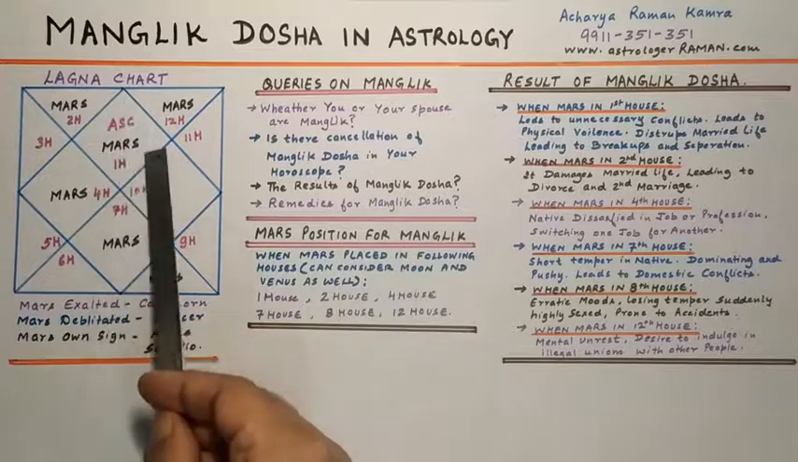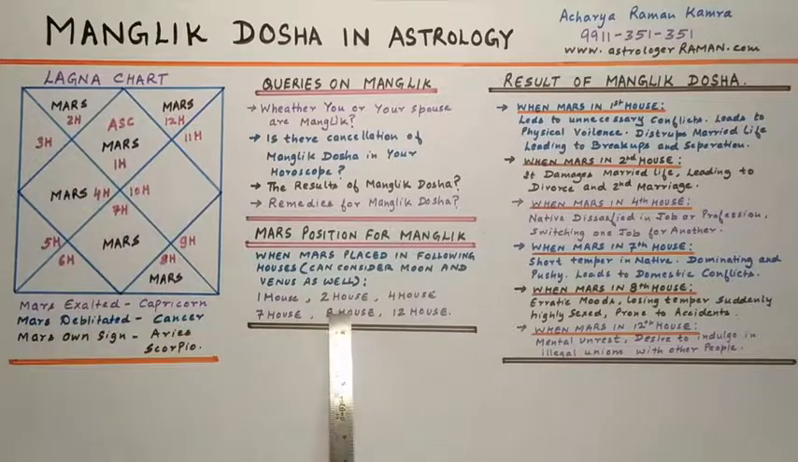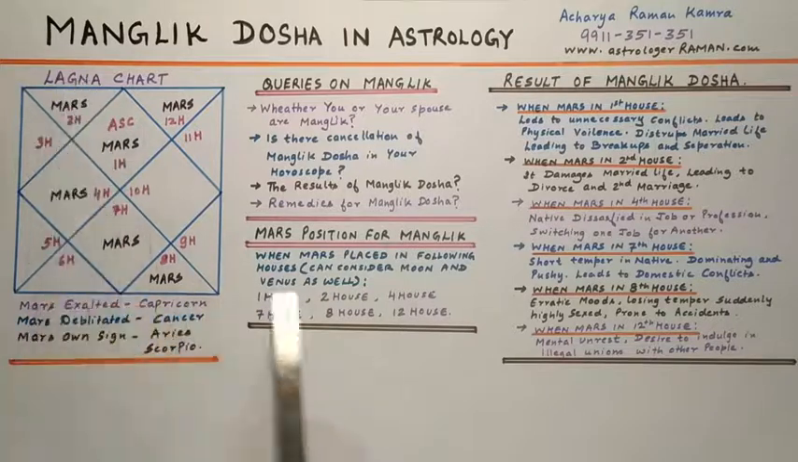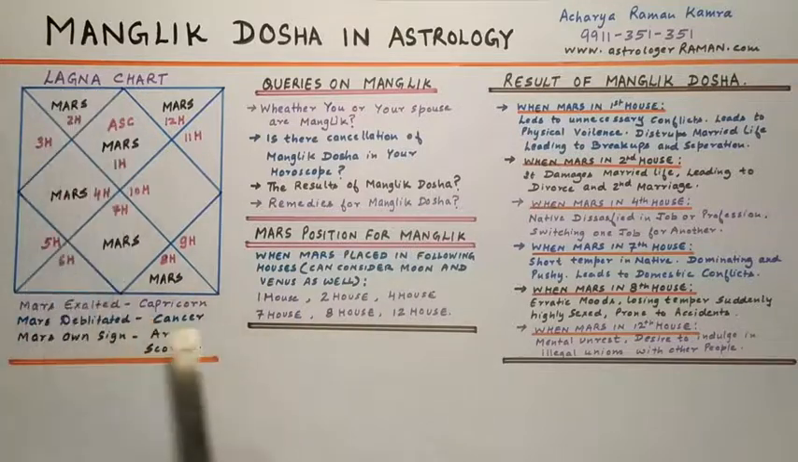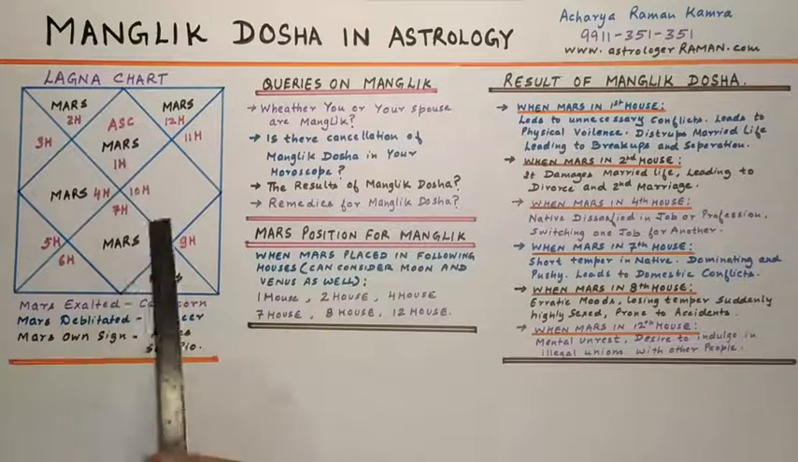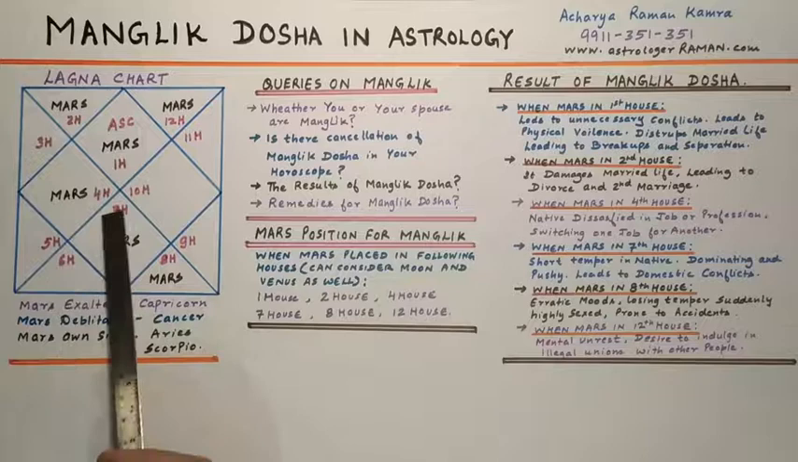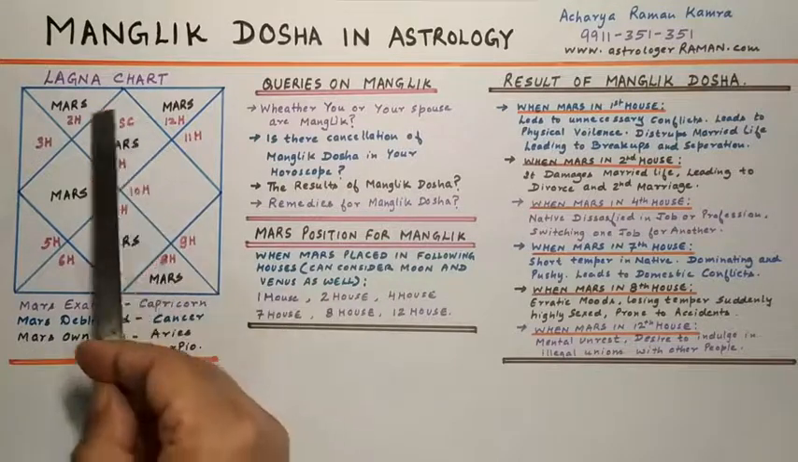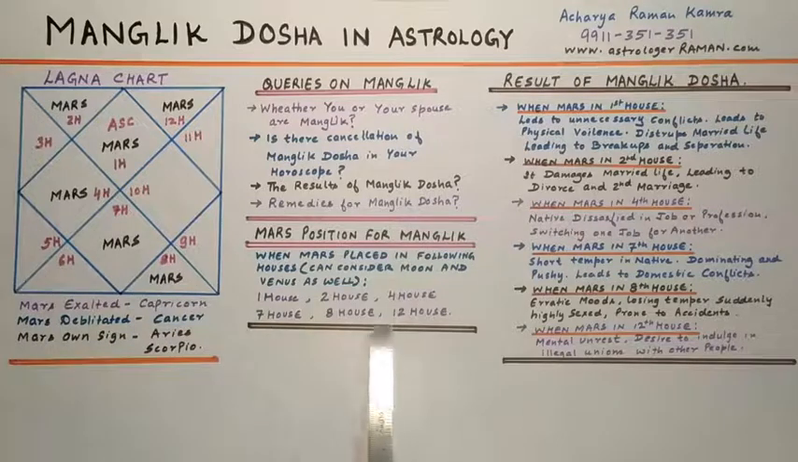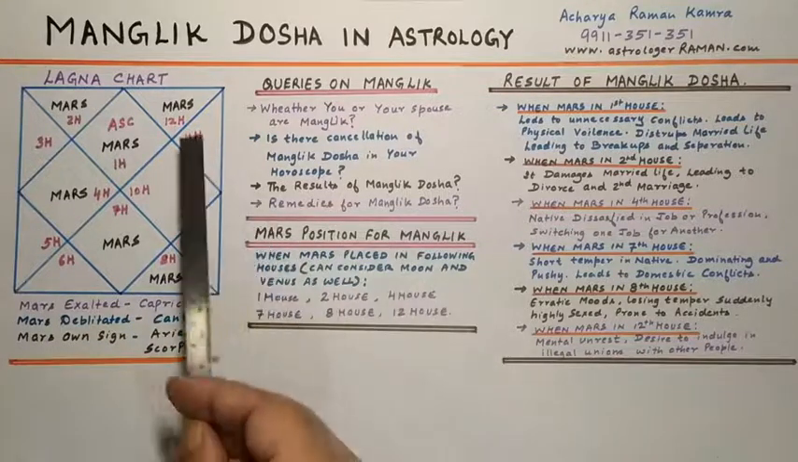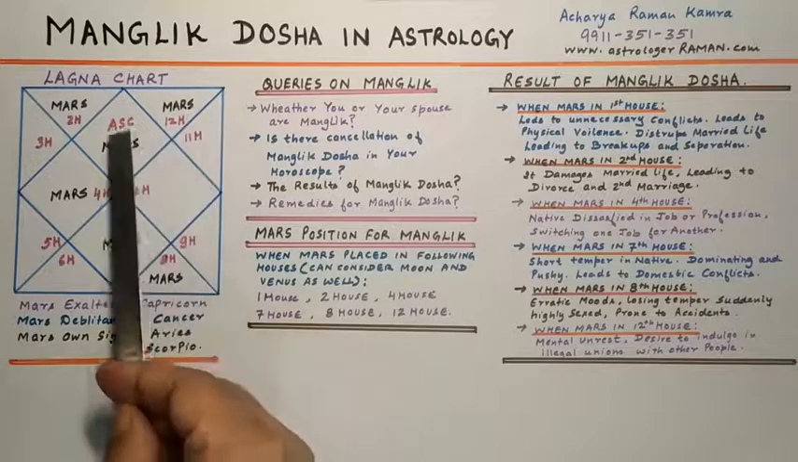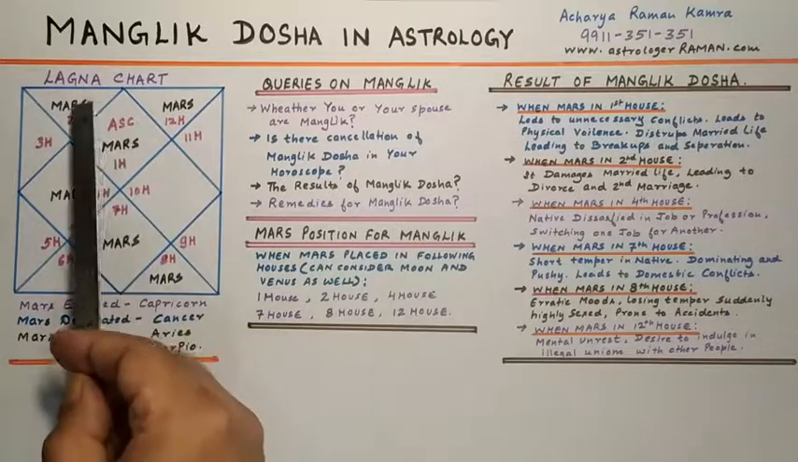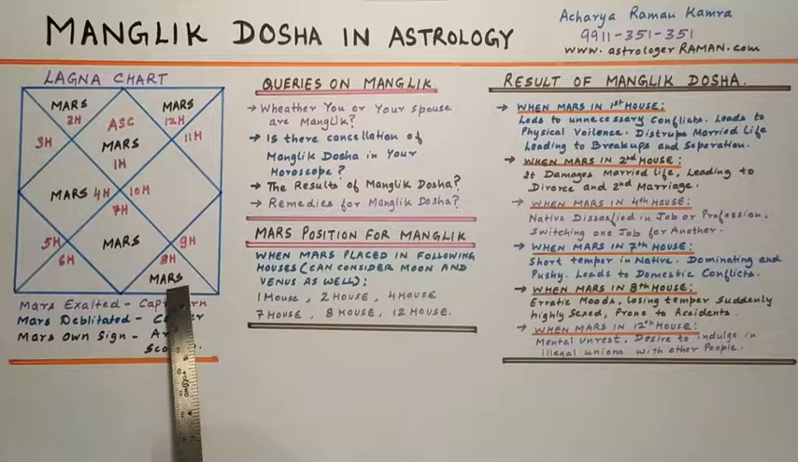Now when Mars is placed in the ascendant or first house, it causes Manglik Dosha. When Mars is in the second house, first house, second house, it is Manglik Dosha. When Mars is posited in the fourth house, 1, 2, 3, 4, it causes Manglik Dosha. When Mars is in the seventh house, opposite the ascendant, 1, 2, 3, 4, 5, 6, 7, it causes Manglik Dosha. When Mars is in the eighth house, 1 to 8, it causes Manglik Dosha. And when Mars is finally placed in the 12th house, 1 to 12, it causes Mangal Dosha. So these 6 positions, when Mars is placed in the horoscope in the first house, either second house or fourth house or seventh house or eighth house or 12th house, it can cause a Manglik Dosha.